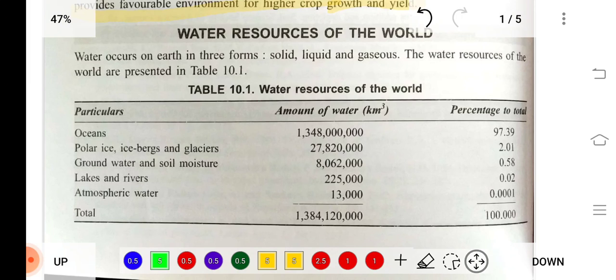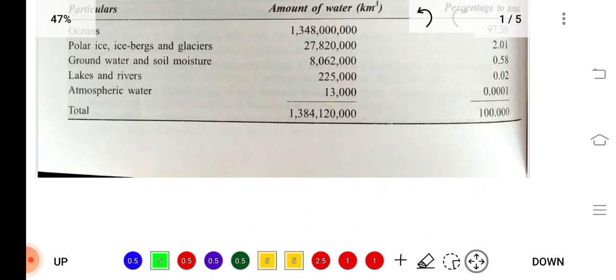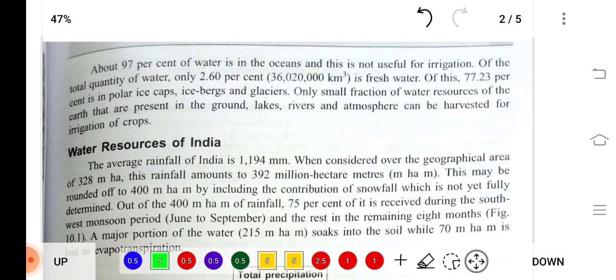Then 0.58% is groundwater and soil moisture, which is usable water for plant growth and for all living beings and human beings. Another small part, 0.02%, is in lakes and rivers. A very small part circulates in the hydrological cycle, in the atmosphere and as rainwater. 0.0001% is the atmospheric water available in vapor form. These are the water resources of the world.